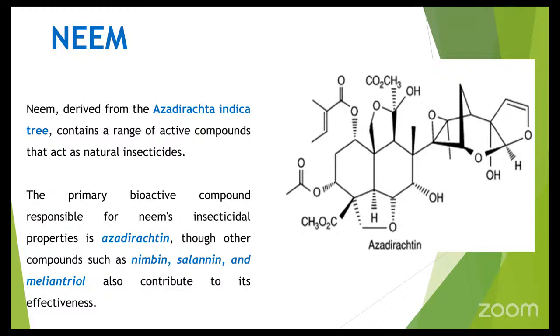So the primary bioactive compound responsible for neem's insecticidal property majorly is azadirachtin, though other compounds such as nimbin, salannin, and meliantriol also contribute to its effectiveness. The main neem chemical is a mixture of several related compounds belonging to azadirachtin, meliantriol, salannin, nimbin, and nimbidin, as we will be seeing here.